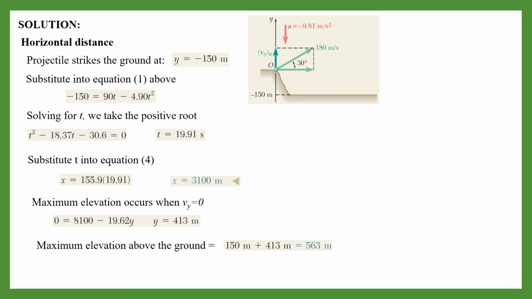So this is the complete solution. This is how you can solve these types of problems.